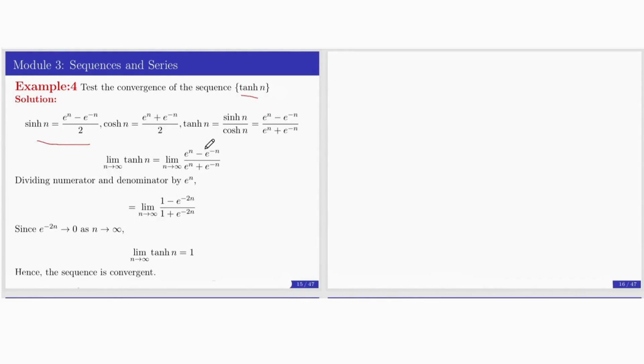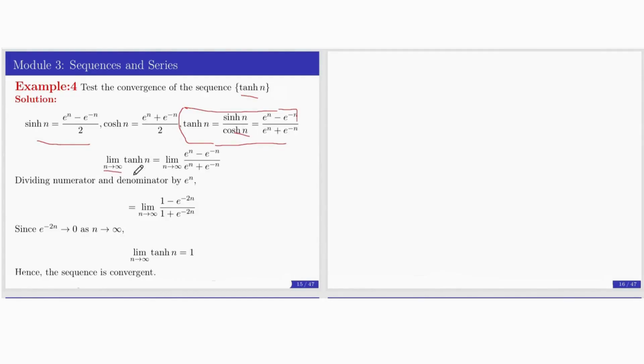Now tan hyperbolic n is nothing but sine hyperbolic n upon cos hyperbolic n. So tan hyperbolic n is e raised to n minus e raised to minus n, upon e raised to n plus e raised to minus n. So to check the convergence of the given sequence tan hyperbolic n, we need to put this formula. Now as per the definition, to check the convergence, we apply limit n tends to infinity of an.